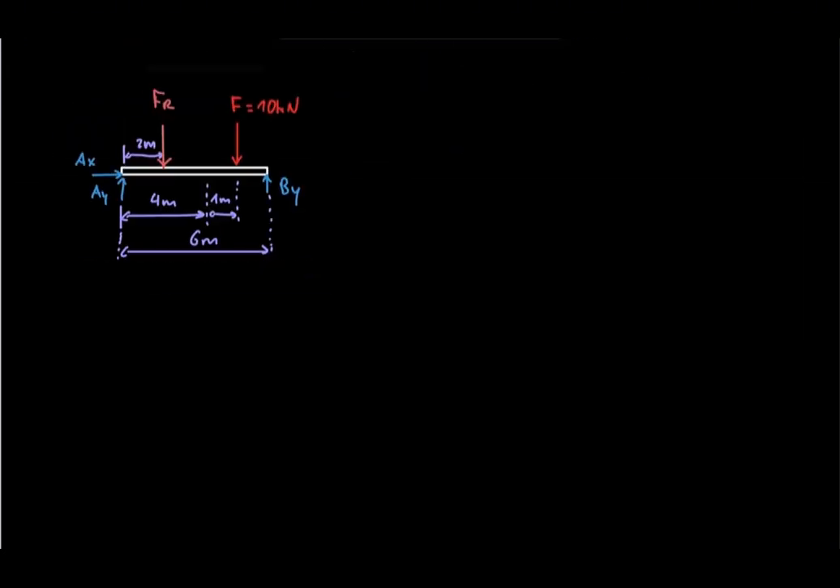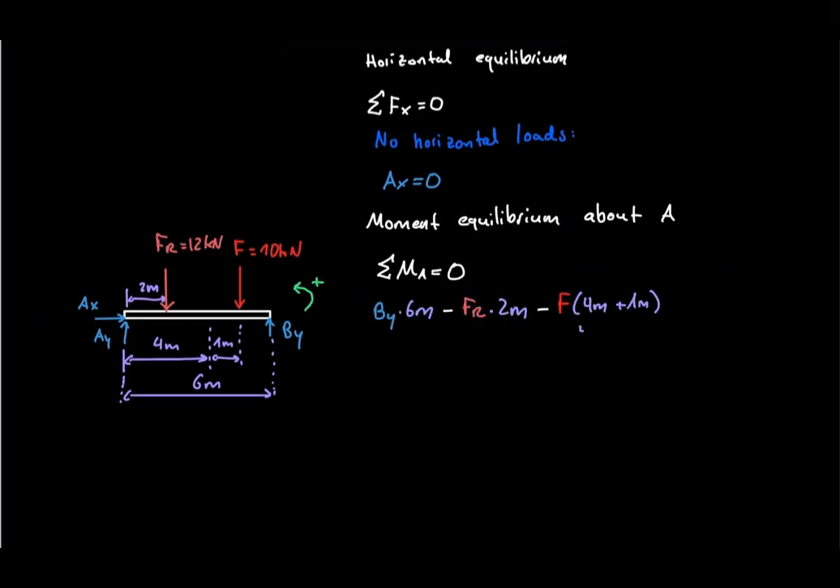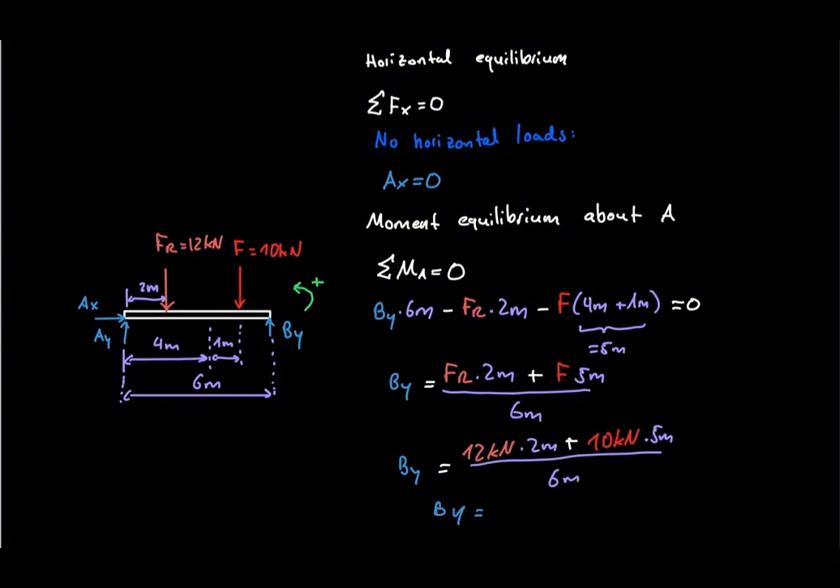We start with horizontal equilibrium. There are no horizontal loads acting on the beam. Therefore, Ax equals 0. Next, we take moments about point A. Solving gives By equals 12.33 kilonewtons.